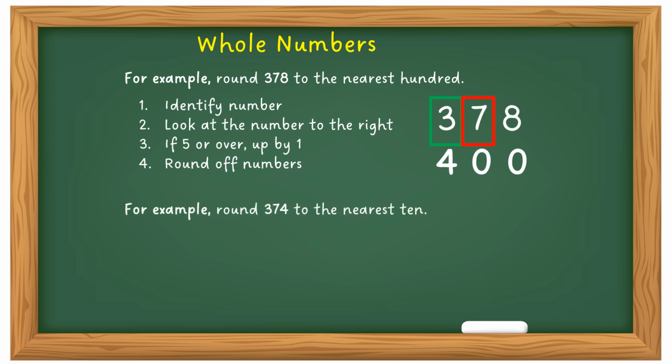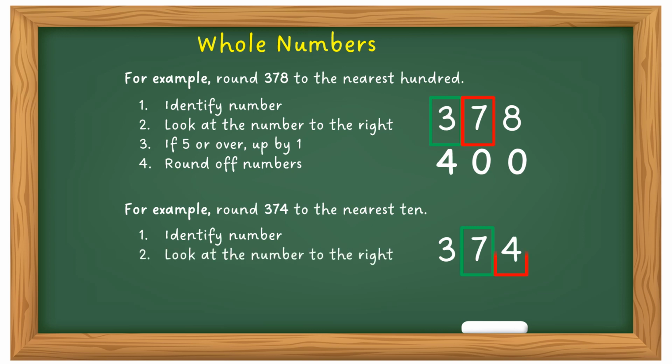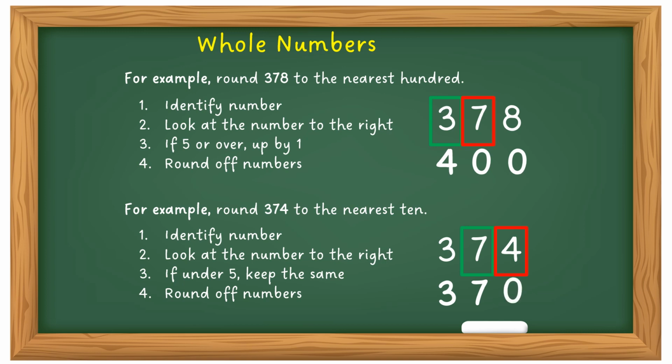Right, here's 374, round it to the nearest 10. Again, you have to identify the number you're going to round to, and you can see the nearest 10 is in the tens column. So you now see how place value is important in maths. You look at the number to the right, and in this case, the number is lower than a 5. So if it's under 5, the target number stays the same. So it's 37, and then you round off, and that's 370. Because if you think about it logically, 74 is closer to 70 than it is to 80. And that's how you deal with whole numbers.